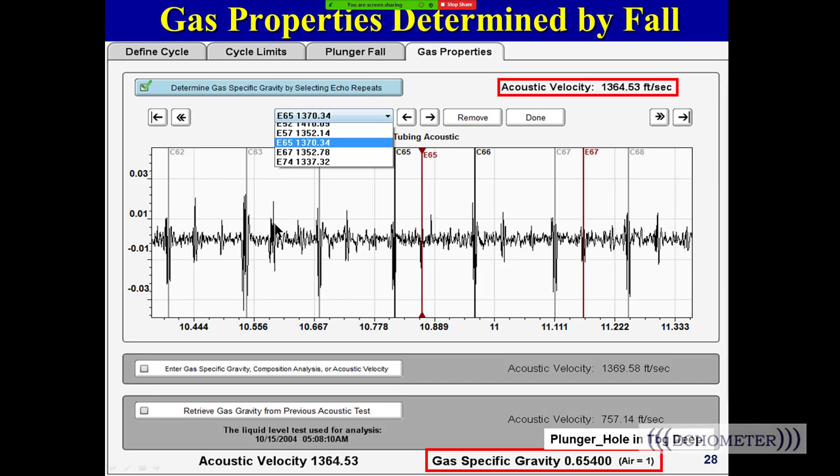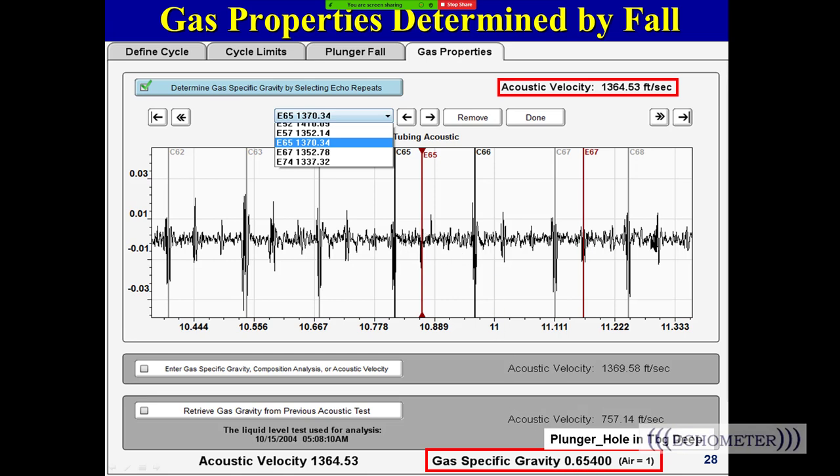And we use that round trip travel time along with the depth to calculate the acoustic velocity. And there's our acoustic velocity for this example right here. So this is it right here for echo 65. And based on that round trip travel time, then we can calculate the gas gravity of the gas in the tubing. So this is the plunger measuring the gas gravity of the gas in the tubing based on the acoustic velocity. And it does a weighted average of all the collars you pick and comes up with a weighted average of the collar echoes that you pick.